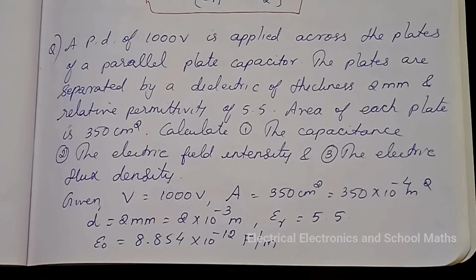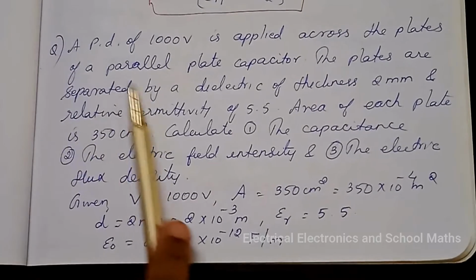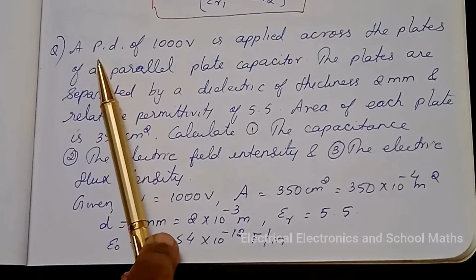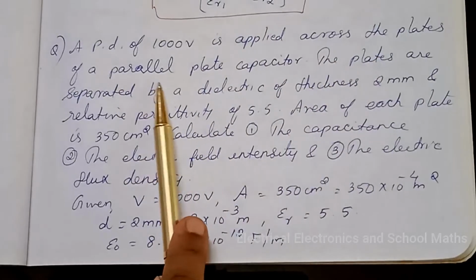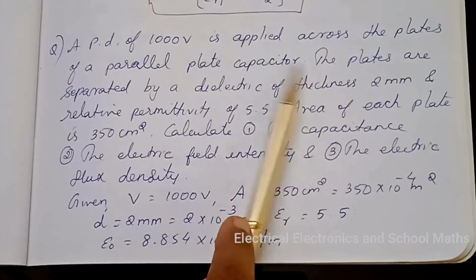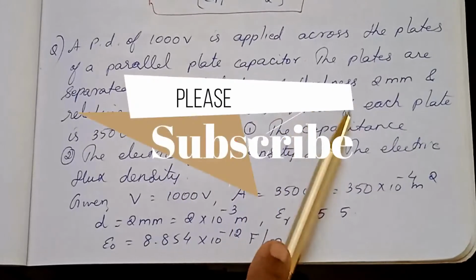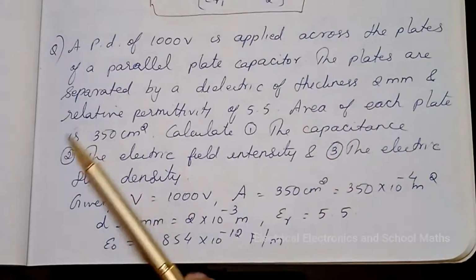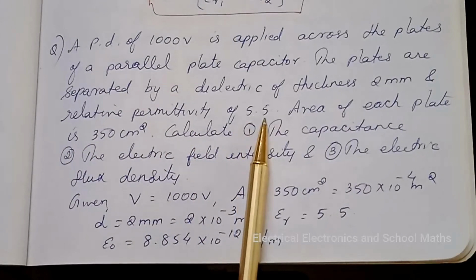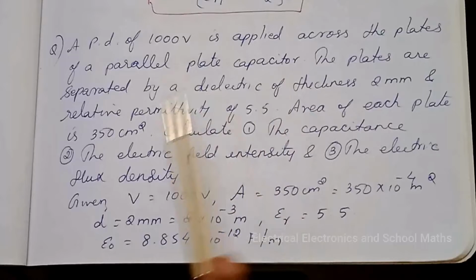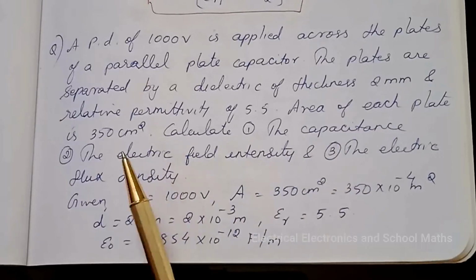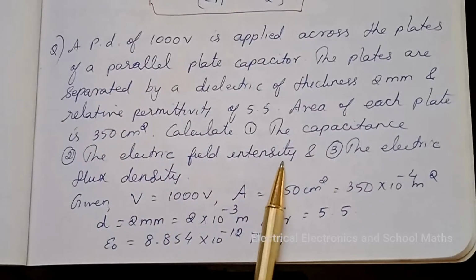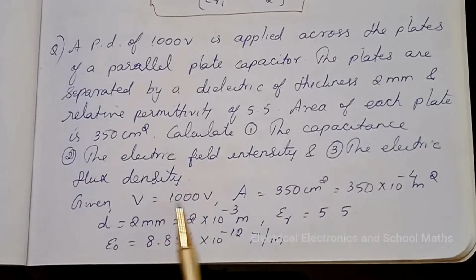Today's class is about the problems on parallel plate capacitor. Let us go through the problem. A potential difference of 1000 volt is applied across the plates of a parallel plate capacitor. The plates are separated by a dielectric of thickness 2 mm and relative permittivity of 5.5. Area of each plate is 350 centimeter square. Calculate the capacitance. Second one, the electric field intensity. Third one, the electric flux density.